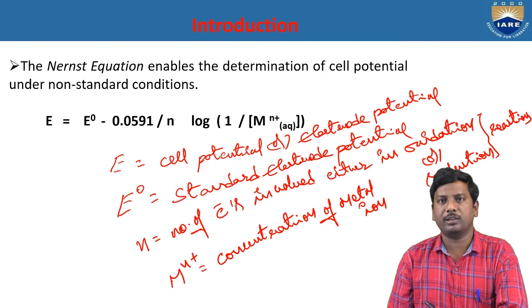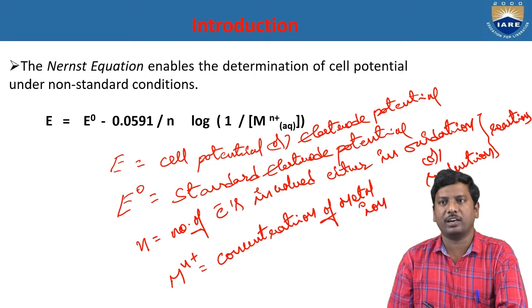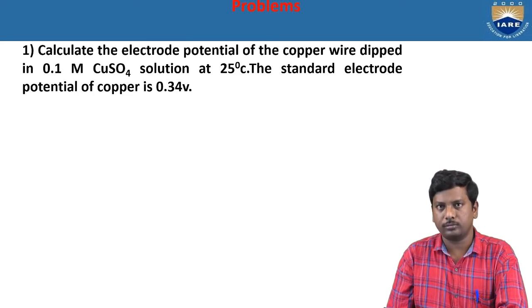So this is the terminology present in the equation, where E represents the electrode potential, E naught represents the standard electrode potential, and n represents the number of electrons involved in either oxidation or reduction. Oxidation means loss of electrons takes place, and reduction means gain of electrons takes place. And M n plus represents the concentration of the metal ion present in the aqueous solution. Now let us see the problems.